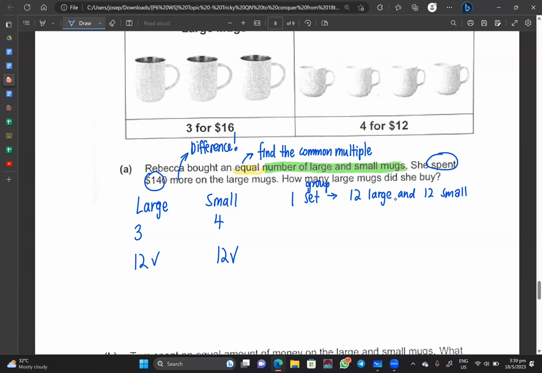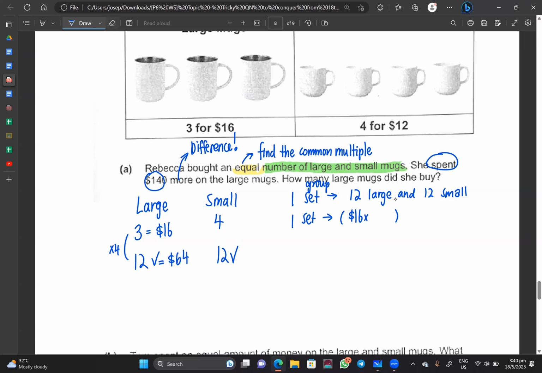Here's what I'm going to do. I'm going to use the difference to help us to find the number of large mugs. Here's how you do it. Since one set is equal to 12 large and 12 small, we can also say that one set is actually equal to how much? How much is it in one set? If 3 is for $16, then 12 will be for $16 times 4. And we get $64. Do you agree so far?